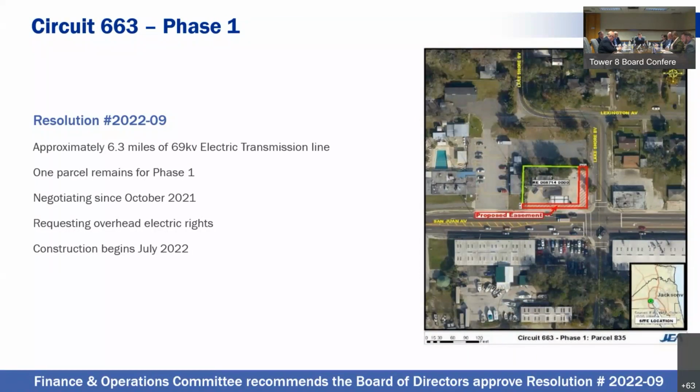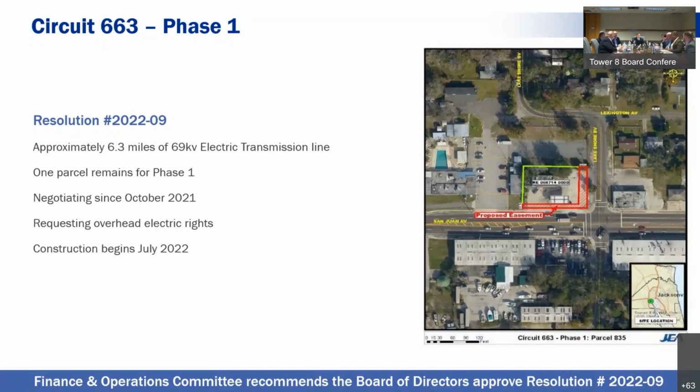We're requesting rights for overhead electric to serve adjacent to the right-of-way on this parcel. And construction for this project is supposed to start in July of 22. I'd love to take any questions.